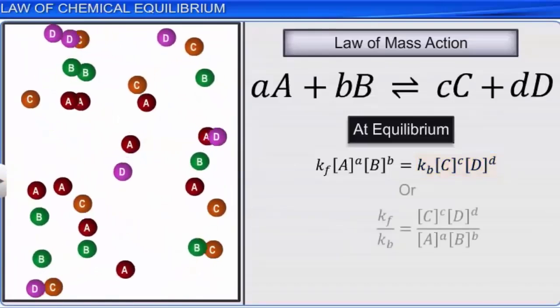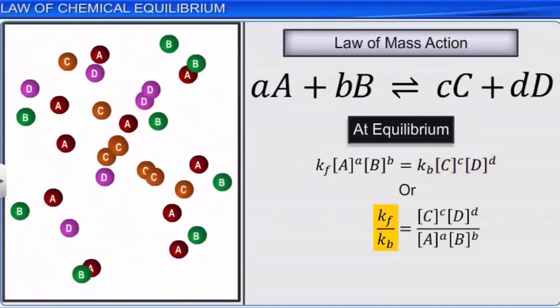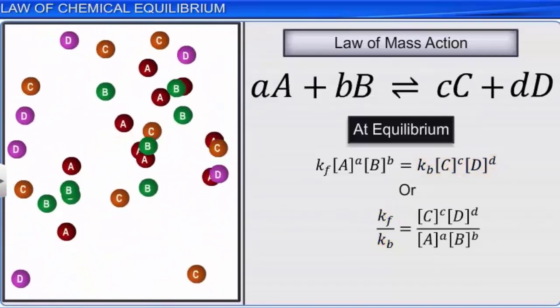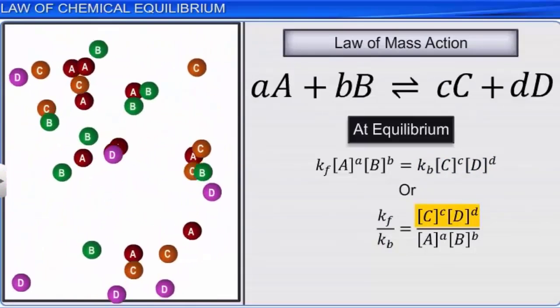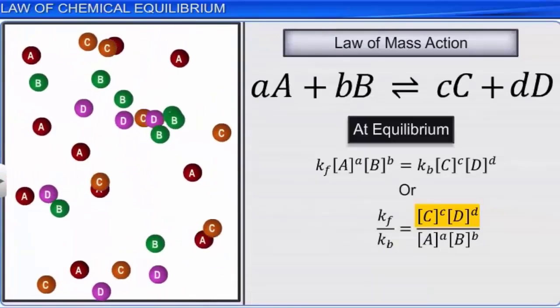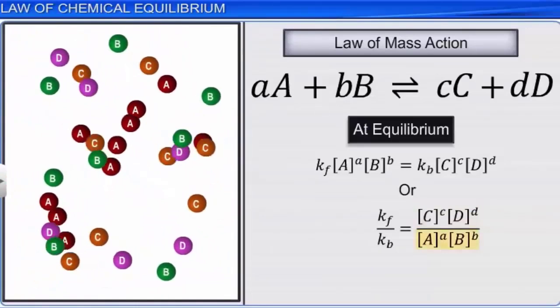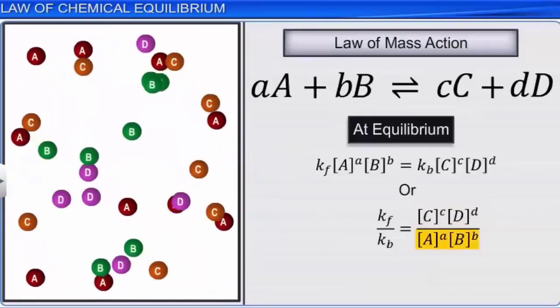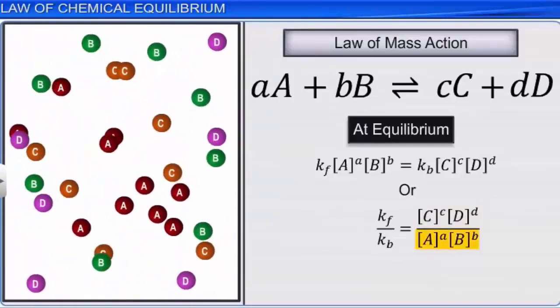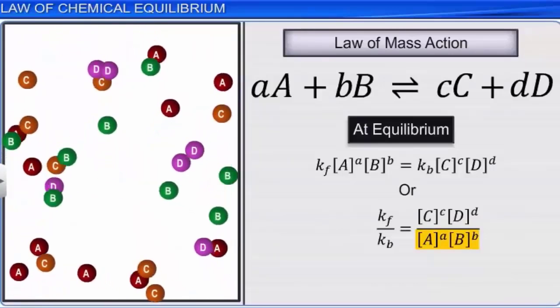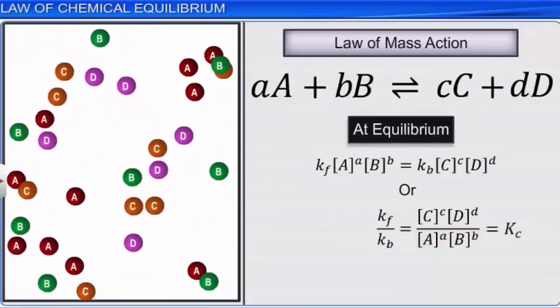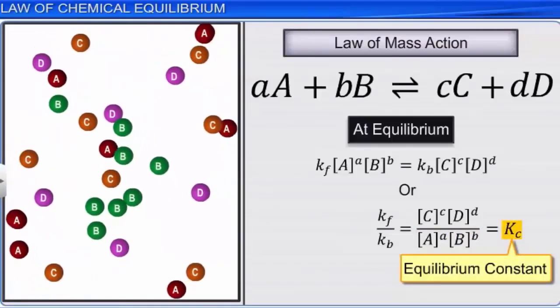This can be written as Kf divided by Kb is equal to the product of the concentrations of the products, C raised to the power of c and D raised to the power of d, divided by the product of the concentrations of the reactants, A raised to the power of a and B raised to the power of b. This is equal to the equilibrium constant Kc.